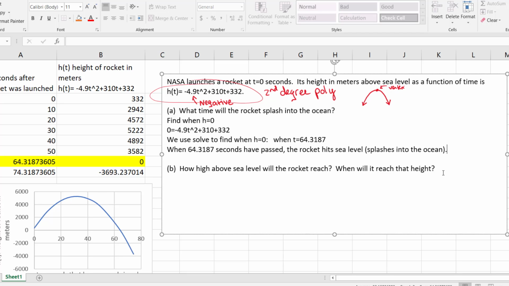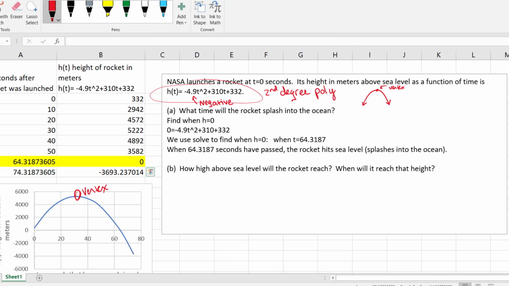In part B, it asks to find how high above sea level the rocket will reach. So that is asking us to find the vertex of this parabola. The vertex occurs somewhere between 20 and 40 on this graph. In the table, we're looking for the point that has the highest y value, somewhere between a t value of 20 and a t value of 40. We see that in our table, cell B5 is the highest value of h, but we're going to use Solver's maximum feature to find it.